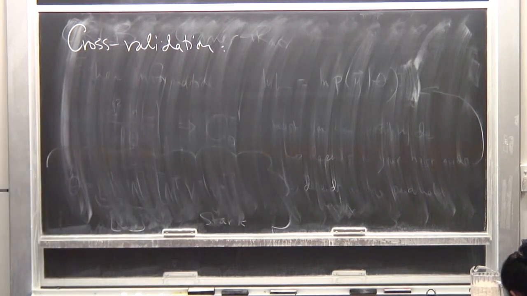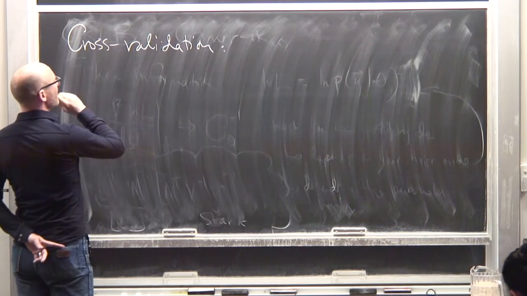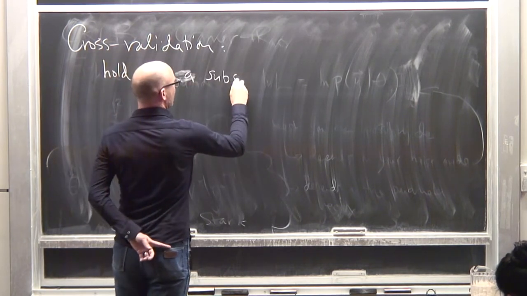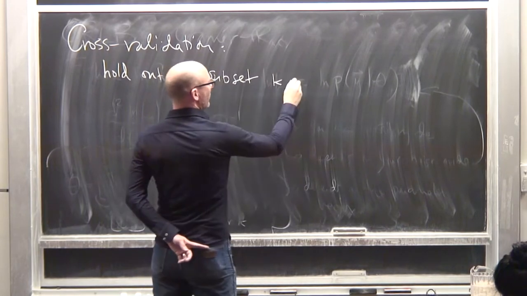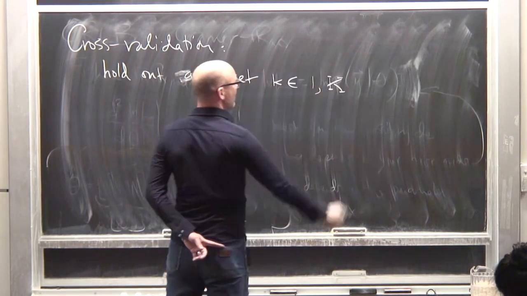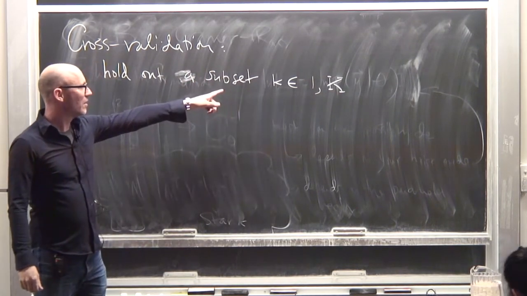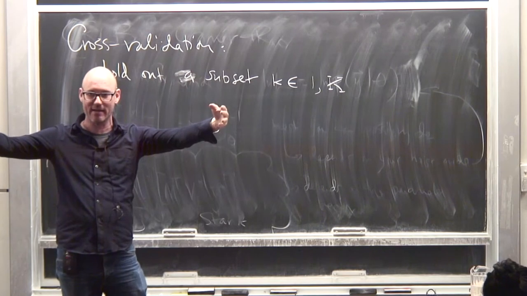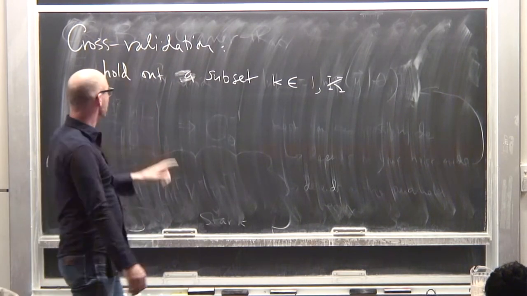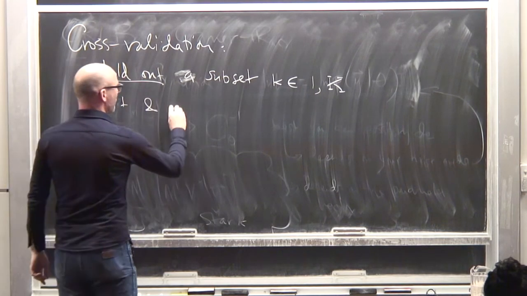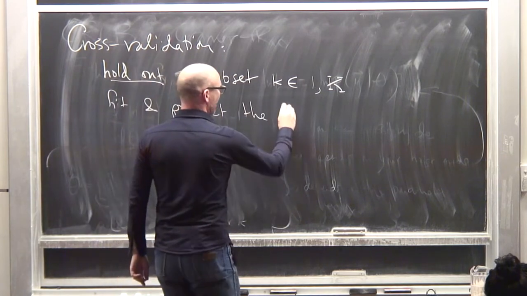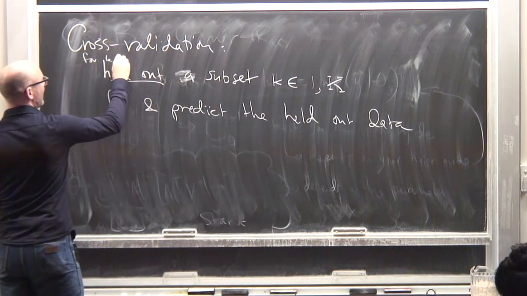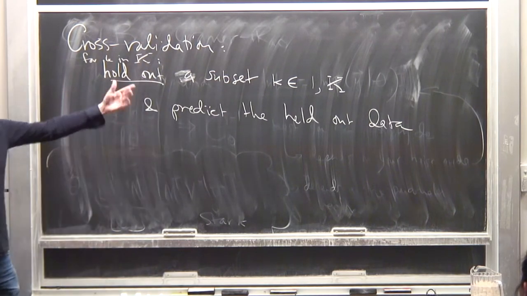What is cross-validation? Cross-validation is you hold out a subset, subset k, which is in 1 to capital K. So you have a set of subsets of your data. You have K, capital K, subsets of your data, like maybe 12 subsets. You hold out 1/12th of your data. So you hold it out. You fit and predict the held out data. And I can put in a little k in K up front. You do this for each possible holdout.